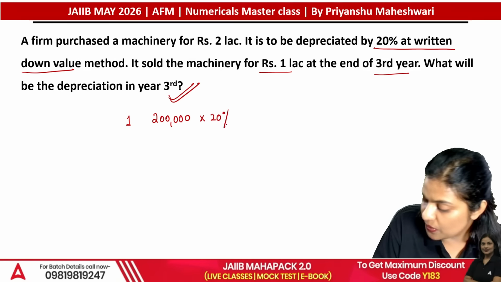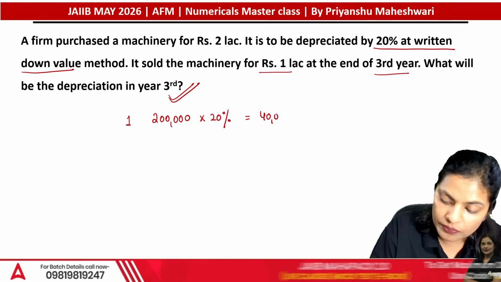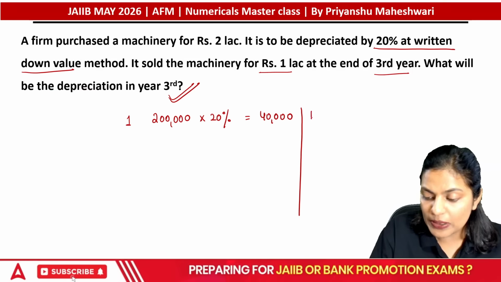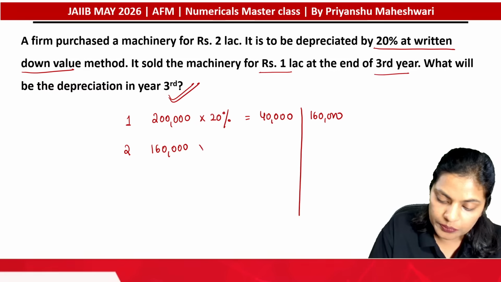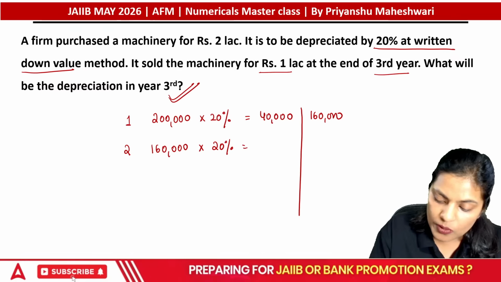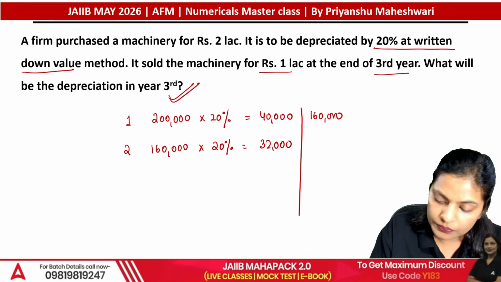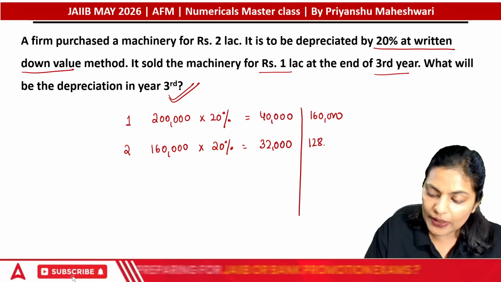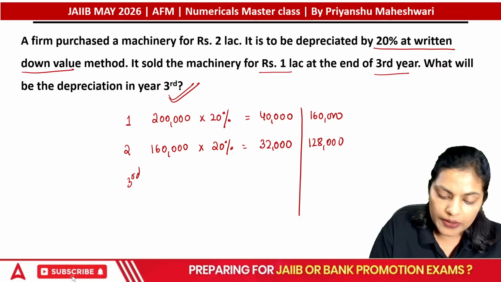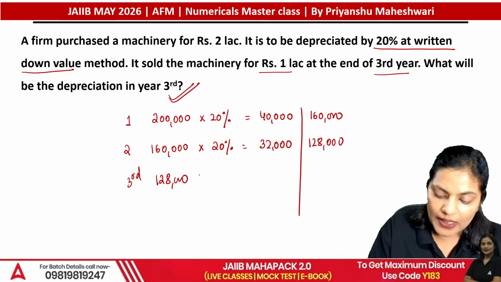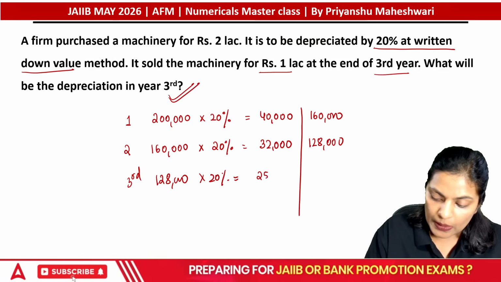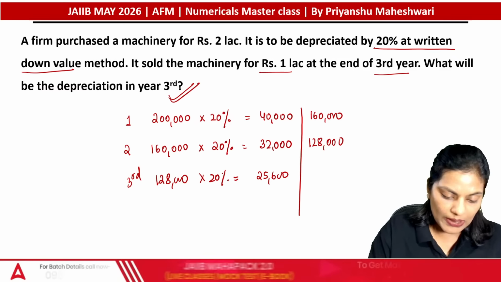depreciated at the rate of 20%. So, our depreciation would be 40,000 and my written down value would be 1,60,000. Year 2. Now, the written down value is 1,60,000 into 20% would give me 32,000. So, 1,60,000 minus 32,000 will be 1,28,000. Third year, 1,28,000 again into 20% will give me 25,600. Minus 1,28,000.